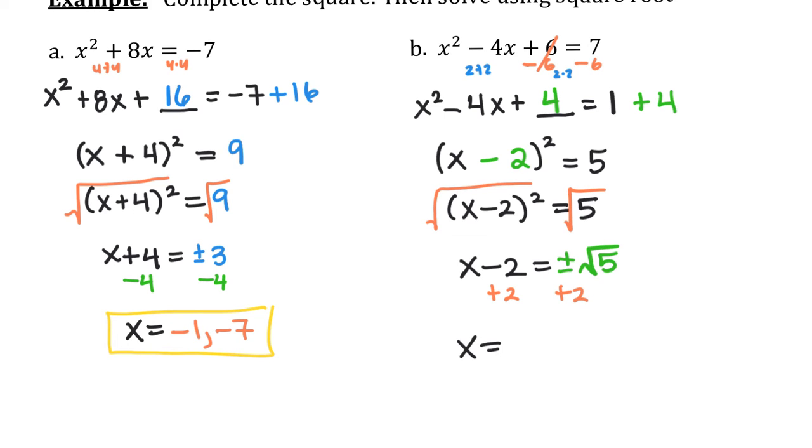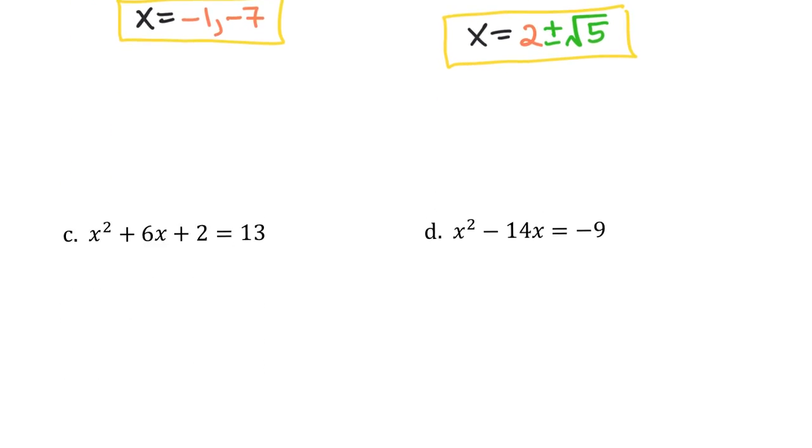I canceled the minus 2 with the positive 2 when I write my answer. I normally put the rational part first, which is the positive 2, and the irrational part second. It can be the other way, but it's just most commonly written this way. So my final answers are x equals 2 plus the square root of 5, and my second answer is x equals 2 minus the square root of 5.